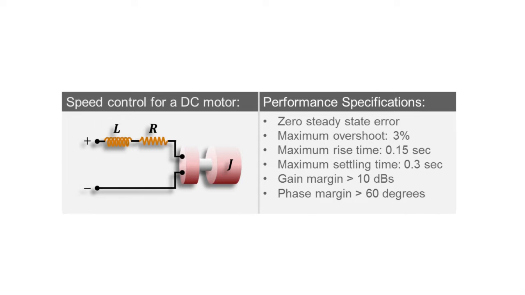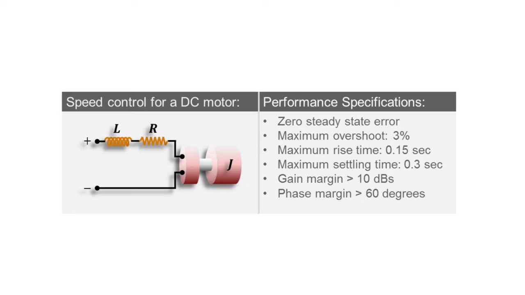This is an example of a set of pretty typical performance targets. As you can see, our system needs to achieve zero steady-state error, and we are allowed a maximum overshoot of 3%. We're also being given limits on the rise time, 0.15 seconds, and the settling time, 0.3 seconds, which are associated with how fast we want our controller to respond and closely relate to the desired system bandwidth. Finally, we need to make sure that our stability margins are above 60 degrees and 10 dBs.